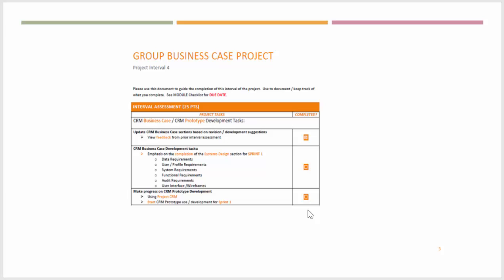Within Project Interval 4, you are being asked to complete a part of the system's design. If you recall from the videos for the project overview, as well as the business case, we're breaking this project out into sprints. For this interval, you will be focusing on the system design section for Sprint 1, and that includes all of those requirements, such as data, user requirements, system requirements, functional requirements, auditing requirements, and also the user interface requirements.